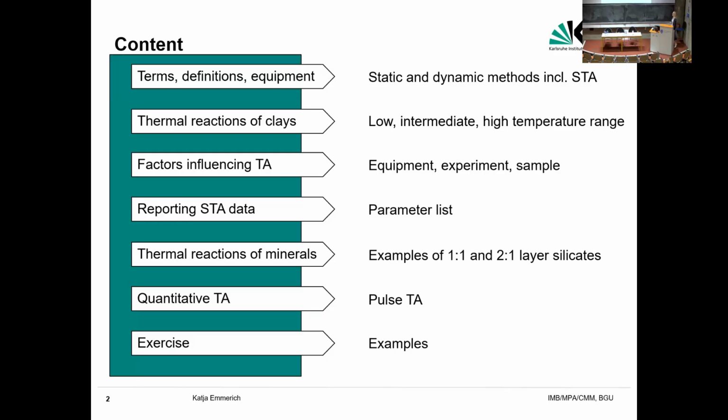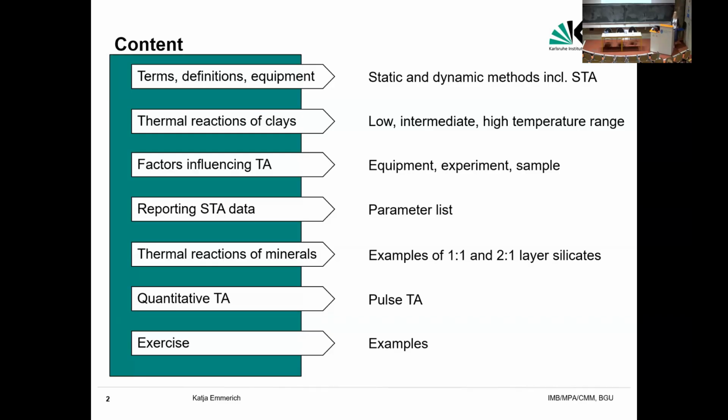And then I'll show you thermal reactions of clay minerals, as far as we were able to separate nearly pure clay minerals from bulk clays. I will show you a few slides related to quantitative analysis by the use of thermal analysis. And then at the end, I'll show you how to read a curve with a few examples.